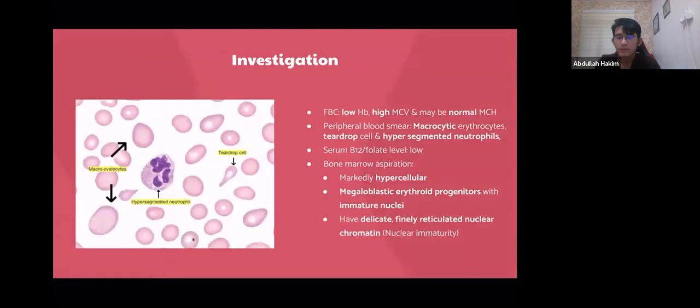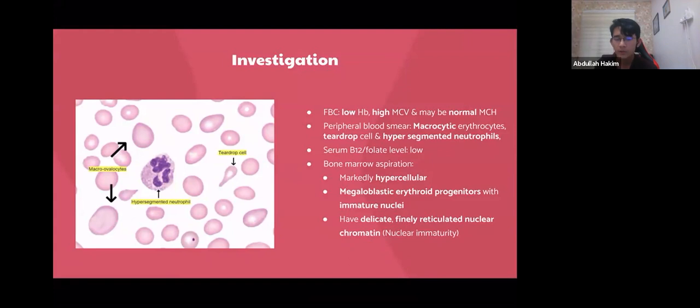So investigation for megaloblastic anemia, we can look for a full blood count. There will be low hemoglobin, but there will be high MCV, and the MCH may be normal. For peripheral blood smear, you can look for macrocytic erythrocytes. There may be teardrop cells and also hypersegmented neutrophils. You can see the picture there, the teardrop cell and hypersegmented neutrophil.